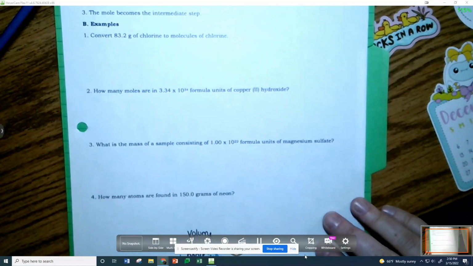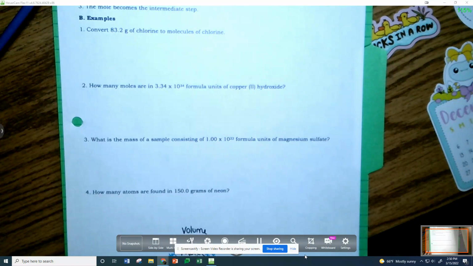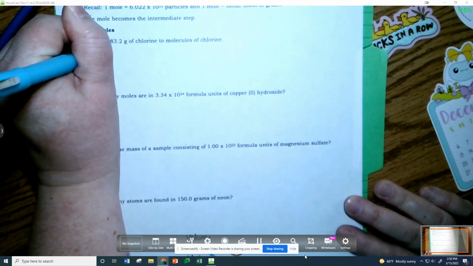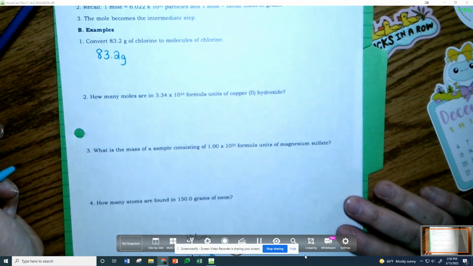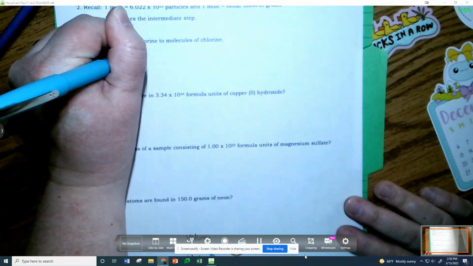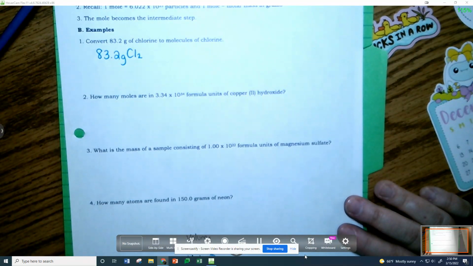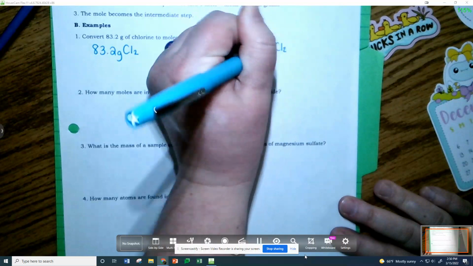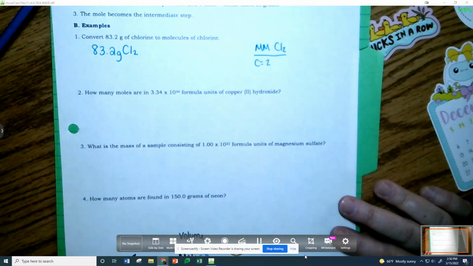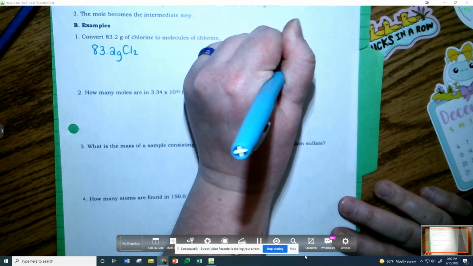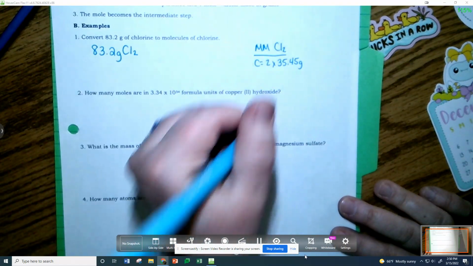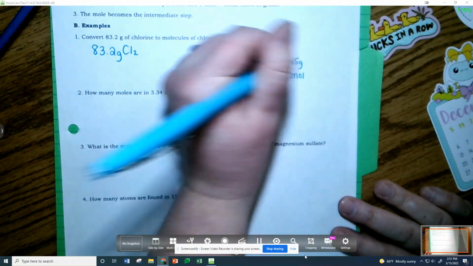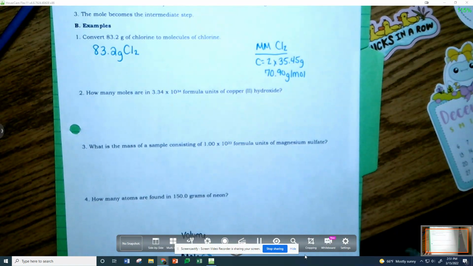In this first example, it asks us to convert 83.2 grams of chlorine to molecules of chlorine. So no different than yesterday, our given is the 83.2 grams. Now be careful here, chlorine is a diatomic element, therefore it's Cl2 for the formula. That is going to be important for molar mass. When we go to find the molar mass of chlorine, we would have that chlorine, there's two of them, and then on our periodic table, we would find it's 35.45 grams. So when we work it out, we get 70.9 grams per mole.